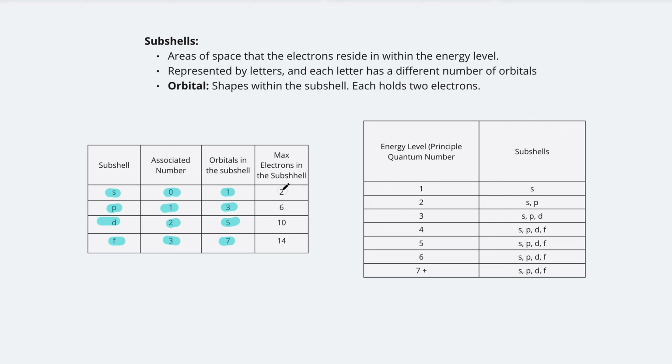So for the S subshell, we can have a total of 2 electrons. For the P subshell, we have 3 orbitals, so that would be a total of 6 electrons. D has 5 orbitals, so 10 electrons, and then 14 electrons for F.